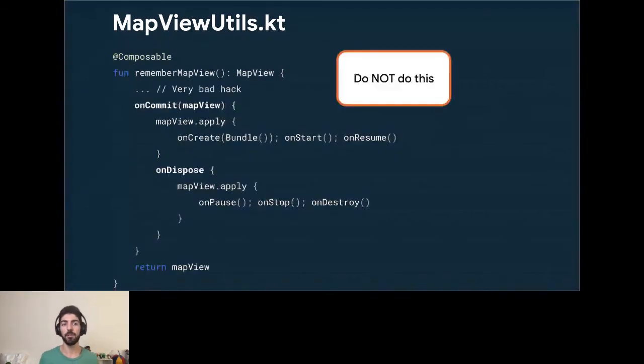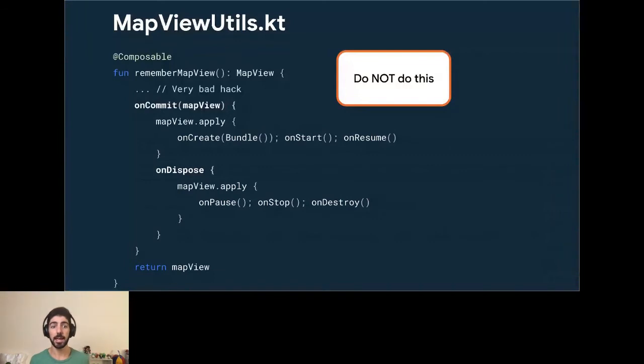And so here we have some functions. By the way, do not do this. This is a very naive implementation, and it's actually wrong. So we have onCommit that will be called every time that the map view changes, when the composable is in the composition.